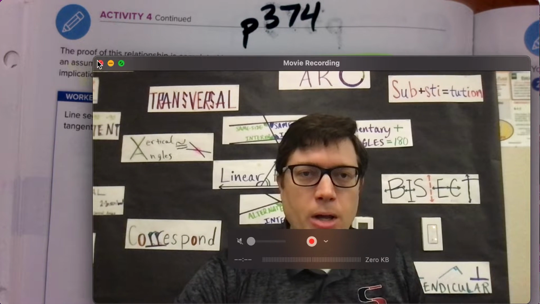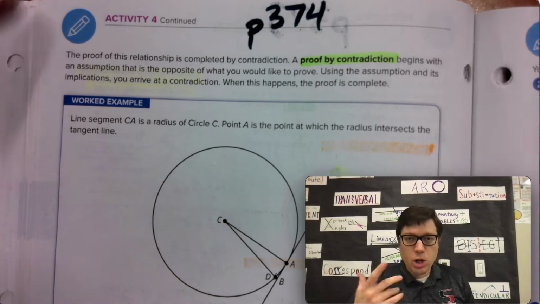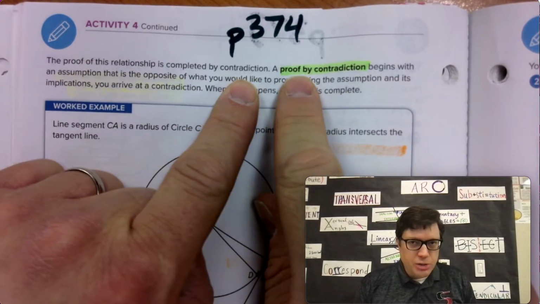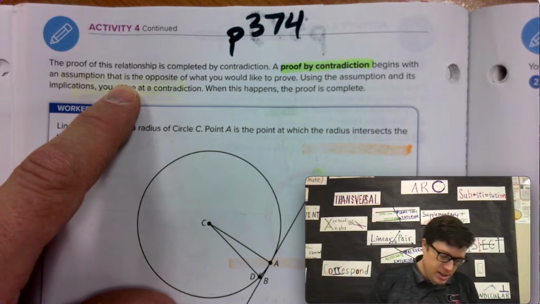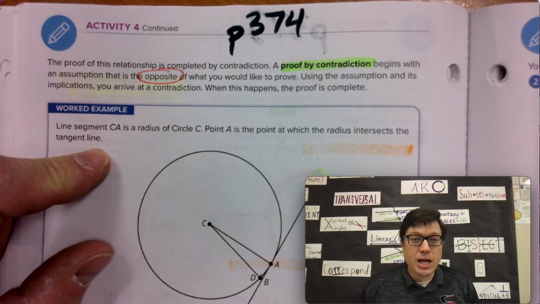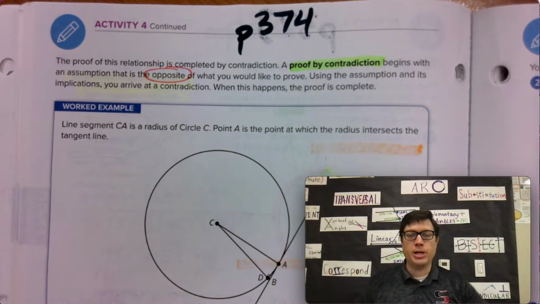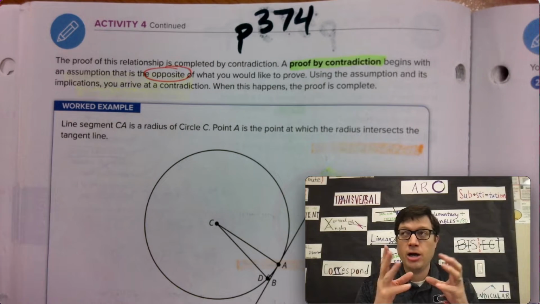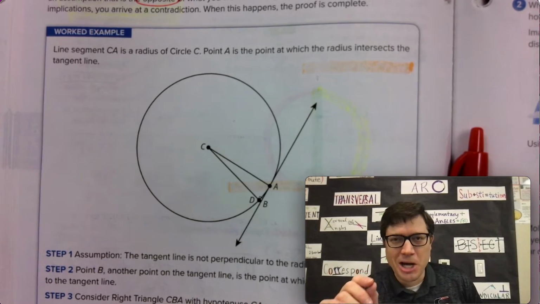Let's get going. A proof of this relationship is completed by something called a contradiction. Now, a proof by contradiction begins with an assumption that is the opposite of what you would like to prove. Using the assumption and its implications, you arrive at a contradiction, and when this happens, the proof is complete. Now, honestly, that's a lot of math language for something you do all the time already.